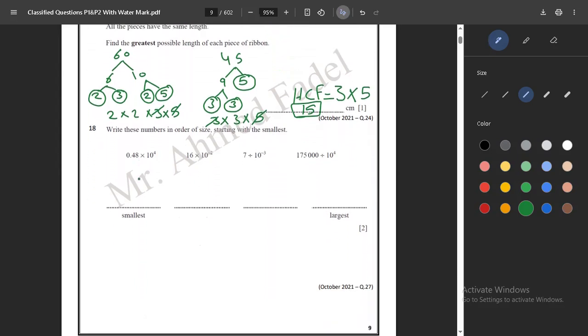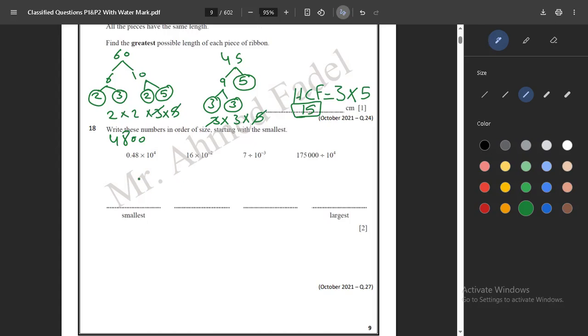Write these numbers in order of size. This is standard form. This is 1.2. We took this here. All right, how can we do it? Here, these are not all actually standard form. So let's answer them. Here, 0.48, what is it going to be? Yes, it is going to be 4800.